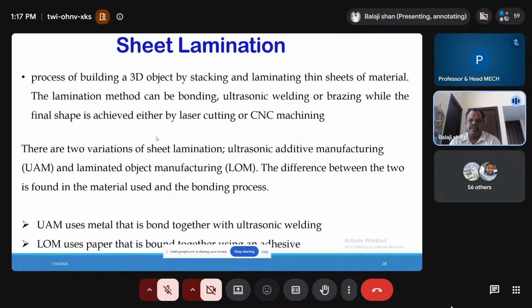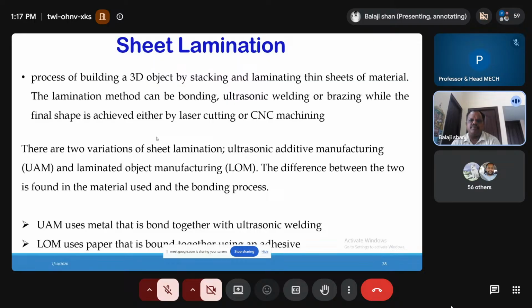Our next process is the sheet lamination process. It is a process of building the 3D object by stacking and laminating thin sheets of the material. The lamination method can be bonding, ultrasonic welding, or brazing, while the final shape is achieved either by laser cutting or CNC machining process.